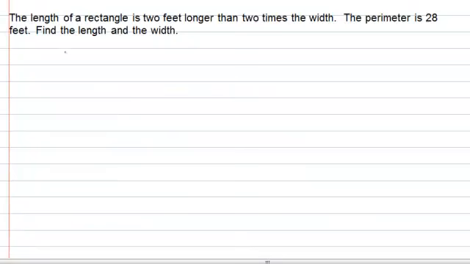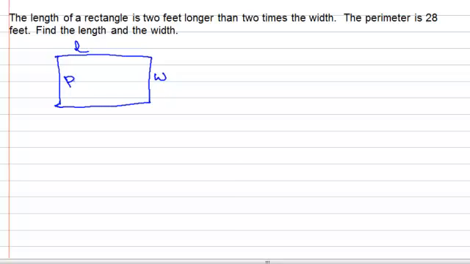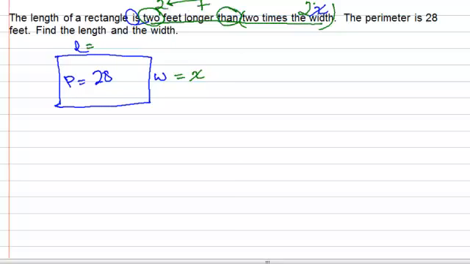So let's do another rectangle. Again, first job is to draw the rectangle. Don't have to be fancy here. The length and the width, the perimeter I see is 28 feet. So I've got the picture drawn, and now it says the length is, so we know that the x goes to the w. And to get length, we have to do 2 feet longer than 2 times the width. So 2 times the width is 2x. 2 feet, so that's just a 2. Longer is plus, and than flips the order.